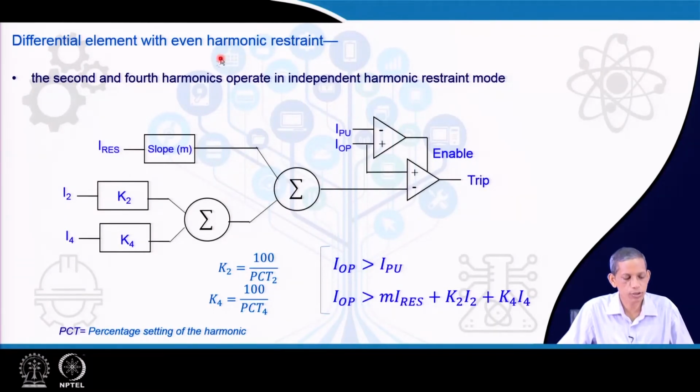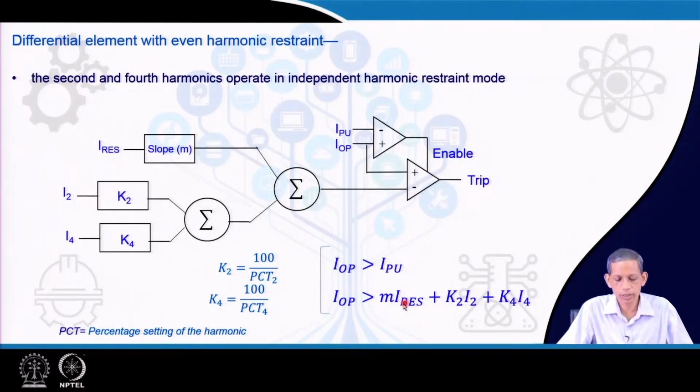Now, we will go to the harmonic restraint scheme, the second option which is being used. So, here also the second and fourth harmonics are being applied, and in this case what is being done, as already mentioned, is that with the I restraining we add this I2 K2 and I4 K4, K2 and K4 being already defined, and then the corresponding IP and IPO. So, this is the differential part which enables this comparator also, and in this comparator we add the corresponding restraining part like this: M I R A S plus K2 I2 plus K4 I4.